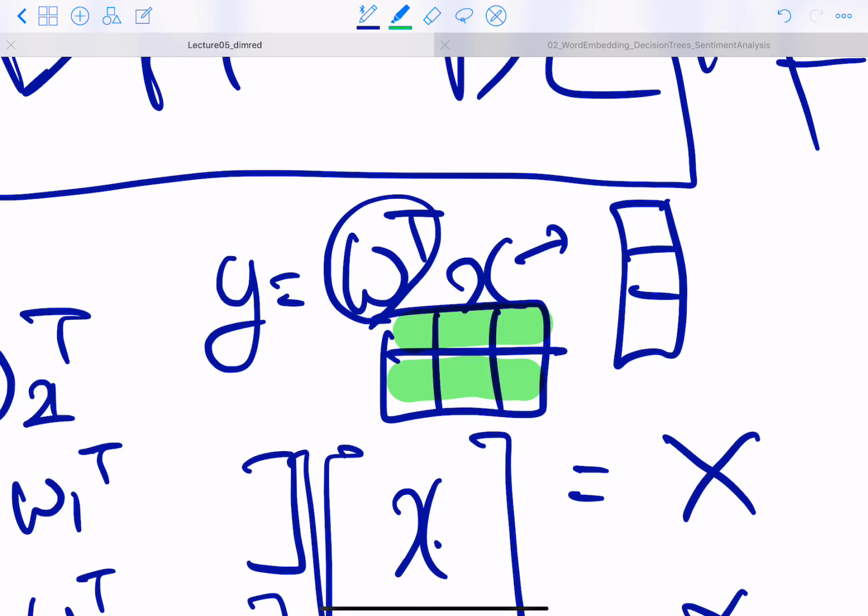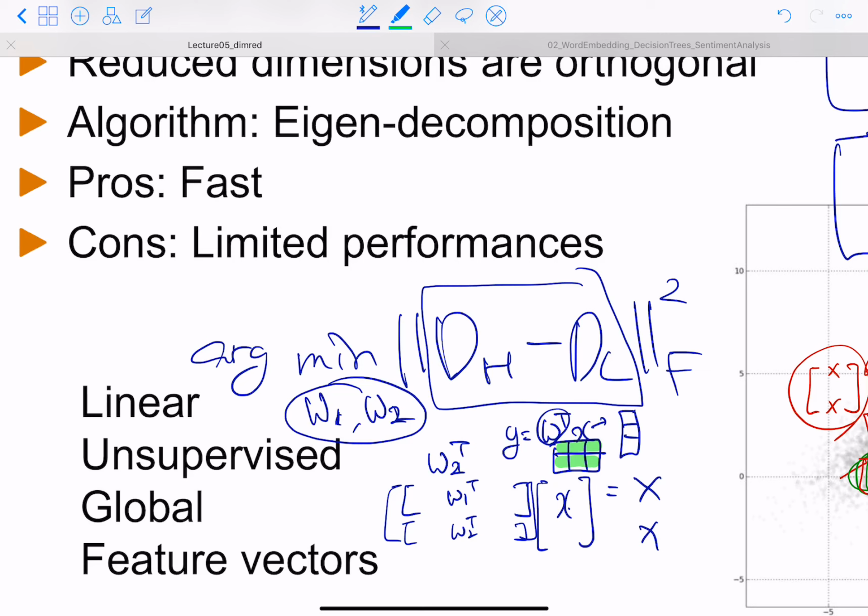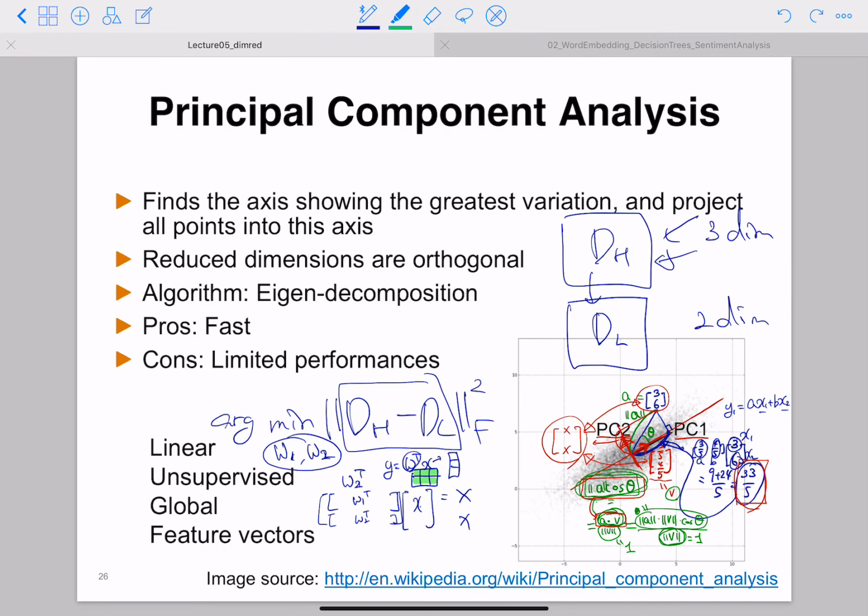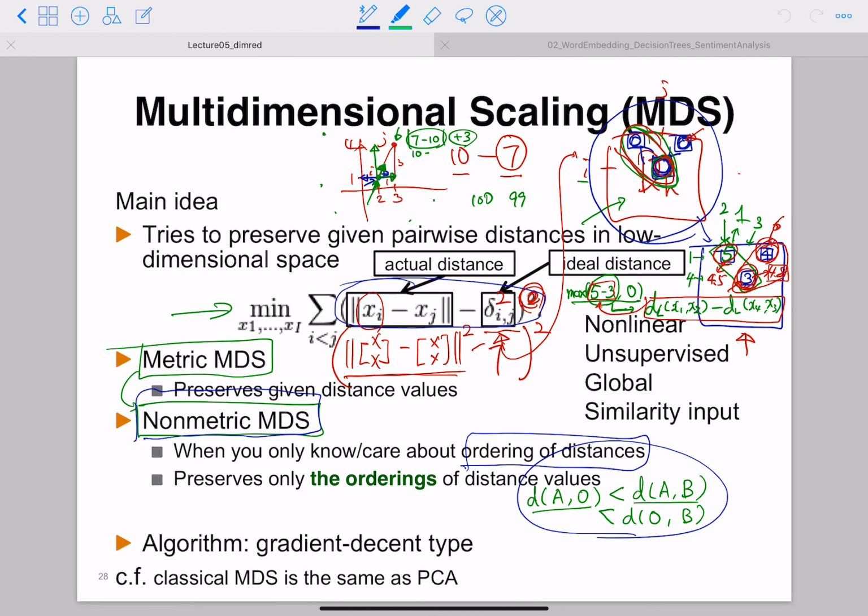If we follow this constraint, the optimal solution that minimizes the squared differences of all the pairwise distances between the high and low dimensional space is obtained from eigen decomposition. So that is a high-level story about how principal component analysis can actually be viewed as multi-dimensional scaling. Any questions?